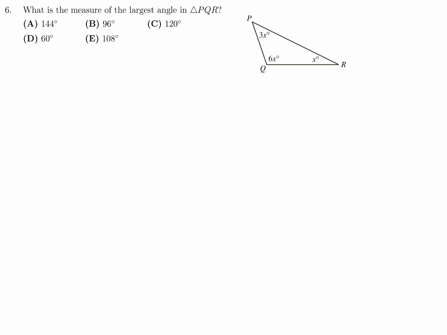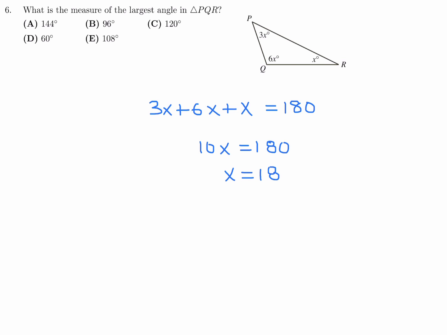What is the measure of the largest angle of PQR? So we have PQR, and these are the angles right here. So that would be 3x plus 6x plus x, and that is equal to 180 degrees. So this becomes 10x is 180, and therefore x is equal to 18. Now they want the largest, and the largest is obviously 6x, the largest angle, and therefore that's 6 times 18, and 6 times 18 is equal to 108. So number 6, the answer is E.